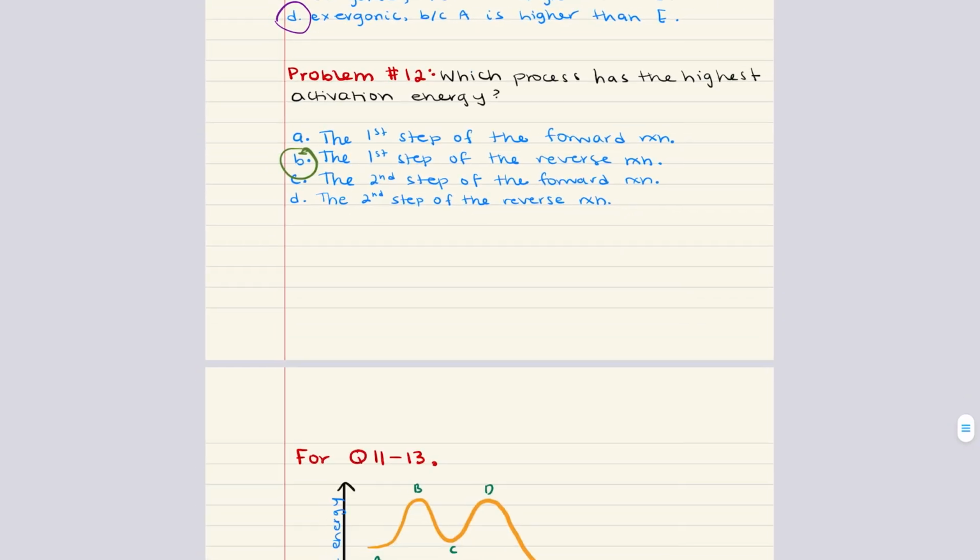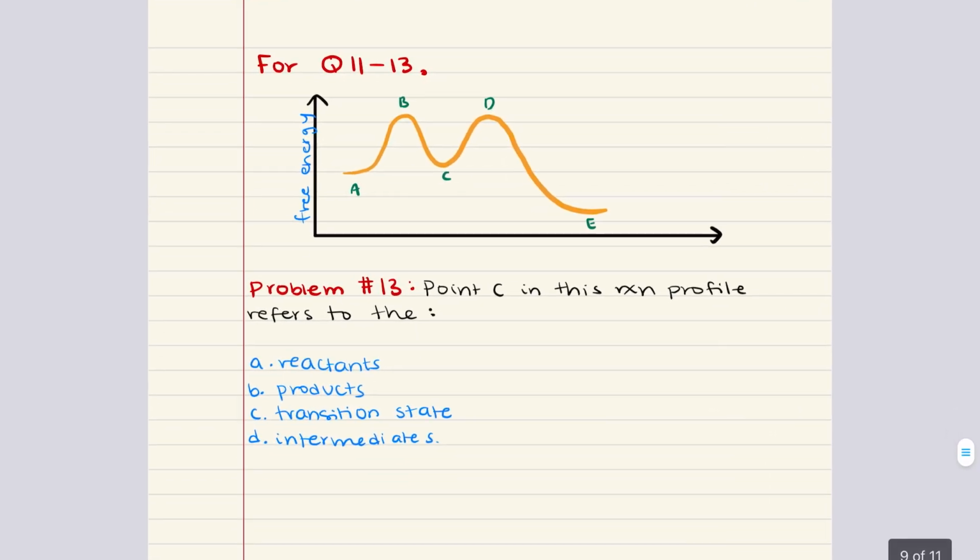Beautiful. Now we can move on to problem 13, which is the last problem that's going to reference this energy diagram. Problem 13 says point C in this reaction profile refers to the blank. Is it reactants, products, transition state, or intermediates? Now, your reactants for this forward reaction is going to be A, and your products for the forward reaction are going to be E.